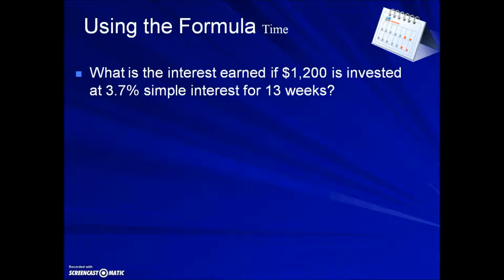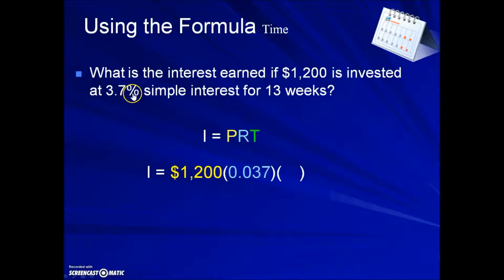In this last example, it asks what is the interest earned if $1,200 is invested at 3.7% simple interest for 13 weeks. It's asking about simple interest earned, so we'll use our simple interest formula. The principal amount is the $1,200. Our percentage is our rate. We need to convert that into its equivalent decimal value of 0.037.